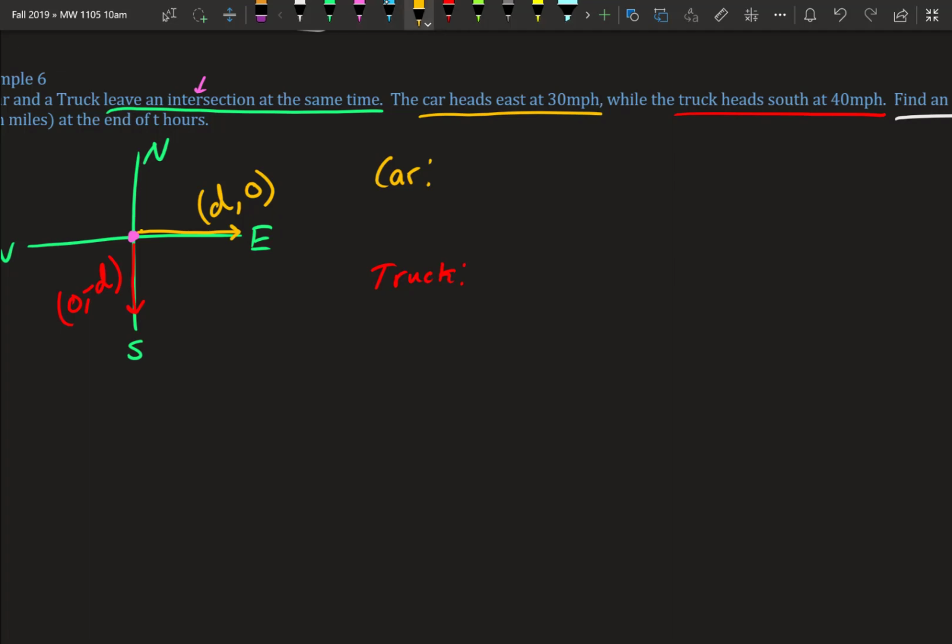So let's label them D1 and D2. So we here have distance 1 is 30, because that's what we're doing, right? 30 miles an hour. But do we know how long we're doing it for? We don't. We just know we're doing it for a certain amount of time, and time always represents t. The truck is going 40 miles an hour, so we'll say that D2 is 40 miles an hour, and we still don't know how long they're doing it. We're just doing it for some amount of time.